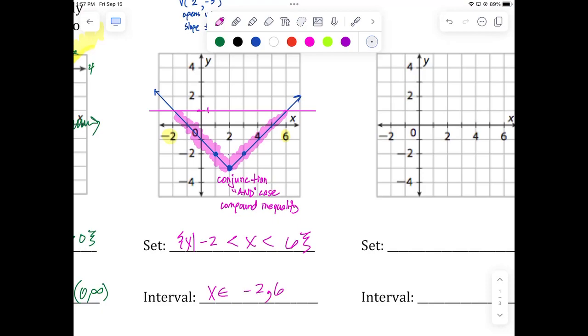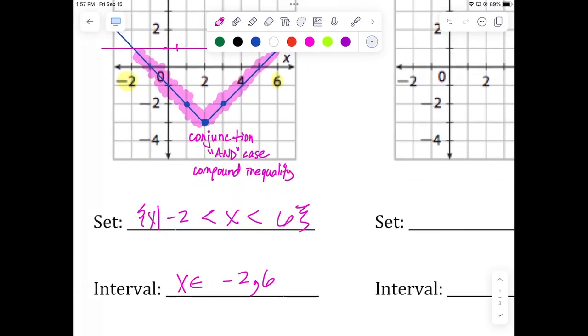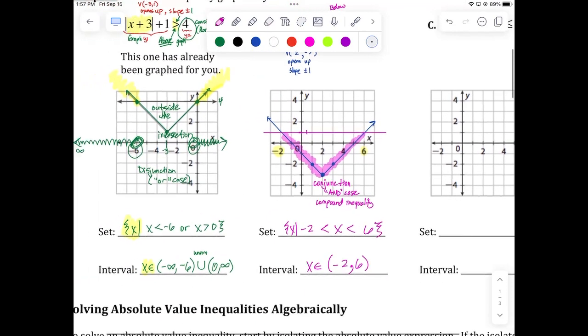And what would go around those two? Would it be parentheses or brackets? Are they inclusive or non-inclusive? Parentheses are non-inclusive. They're the wimpier of the two, yeah. So no equal signs means open circles. No equal signs means parentheses, not brackets. And there you go. That's your conjunction, all right?